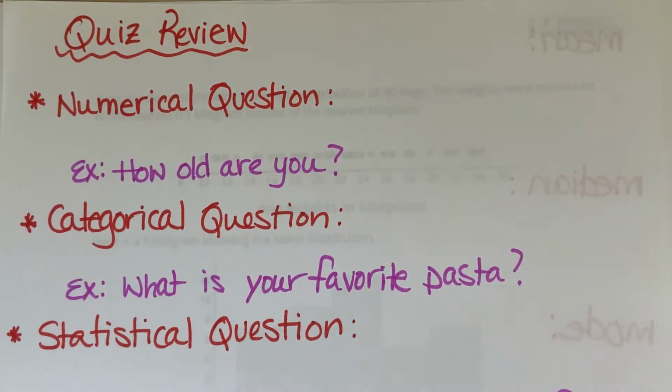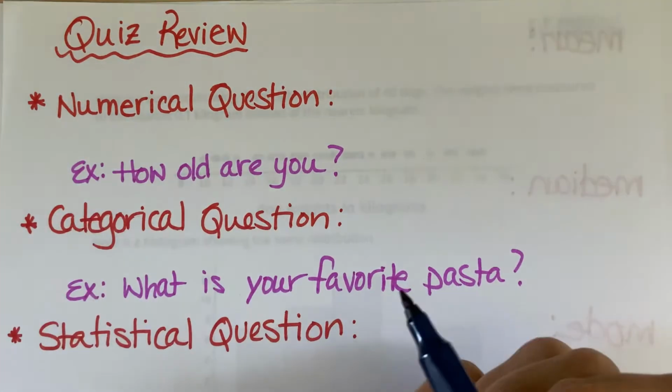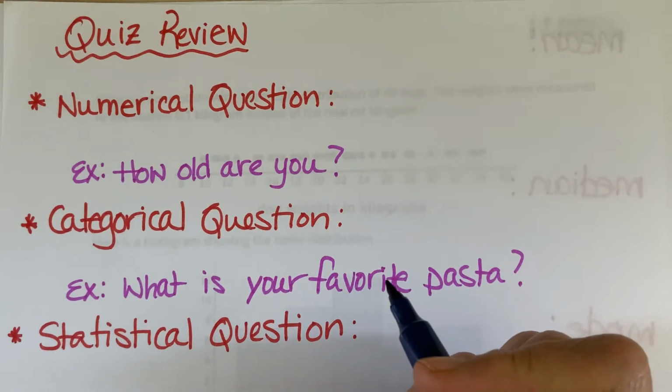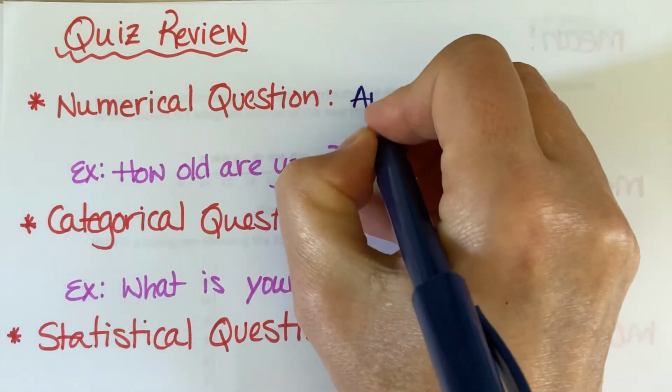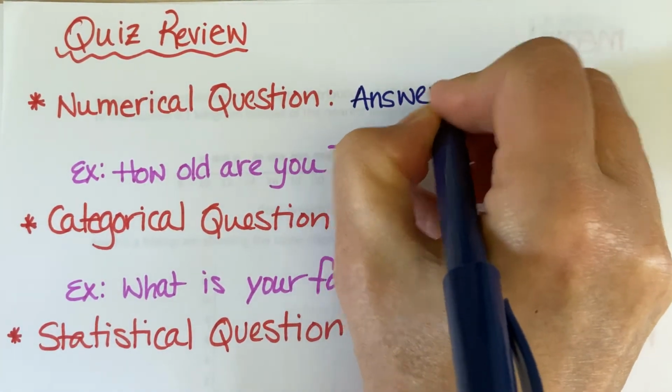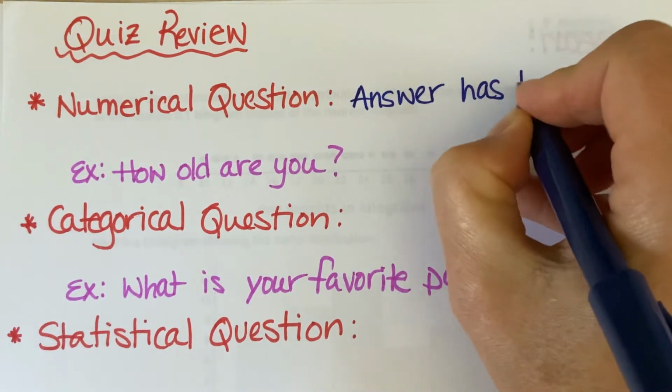All right, here's what your quiz is gonna cover. It's really not that bad, okay? It's gonna ask you about numerical questions. What is a numerical question? A numerical question is a question that gets answered with a number, okay? That's the easiest way to think about it. So the answer has to be a number.